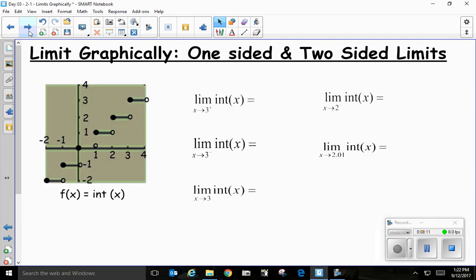All right, you guys should be familiar with this. This is that int x, that step graph we talked about earlier. Let's take a look at something. I should have one of you guys read. How is this read? How do you read this notation right here?